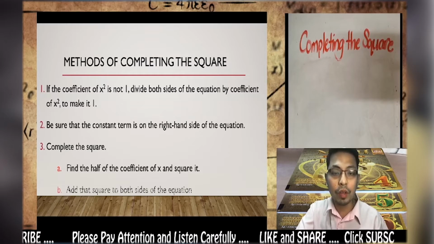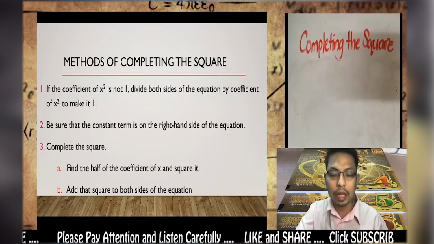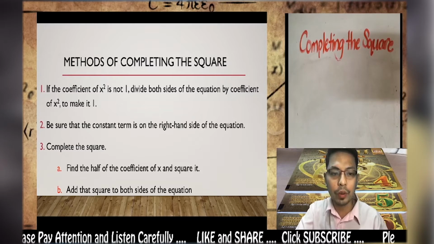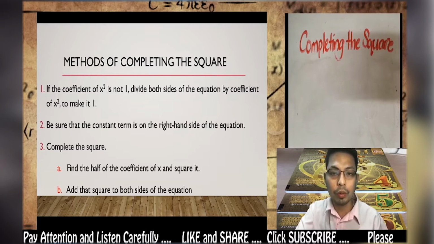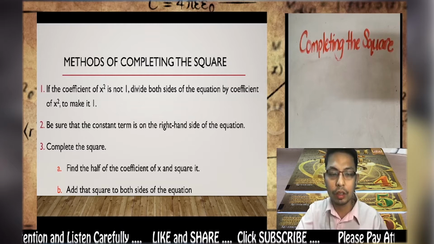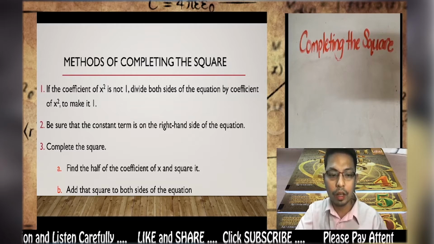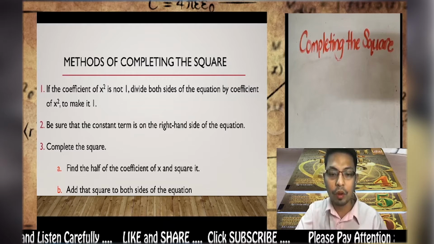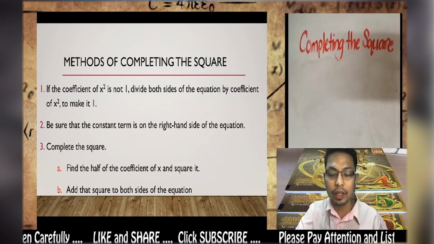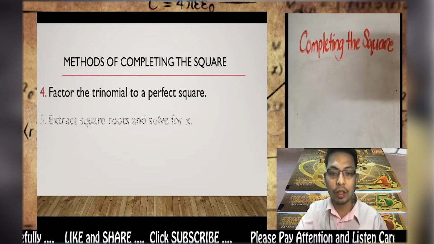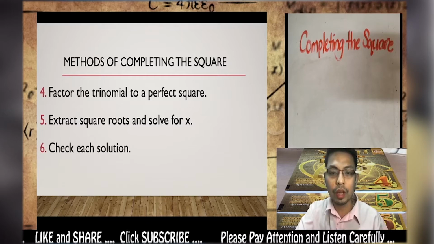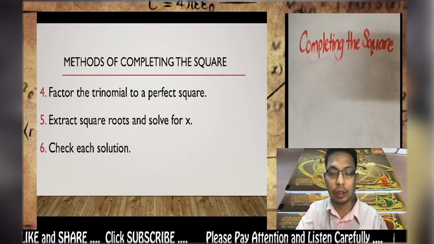Number 1, if the coefficient of x squared is not 1, divide both sides of the equation by the coefficient of x squared to make it 1. Number 2, be sure that the constant term is on the right-hand side of the equation. Number 3, complete the square. Letter A, find half of the coefficient of x and square it. B, add the square to both sides of the equation. Number 4, factor the trinomial to a perfect square. Number 5, extract the square root and solve for x, and then check each solution.